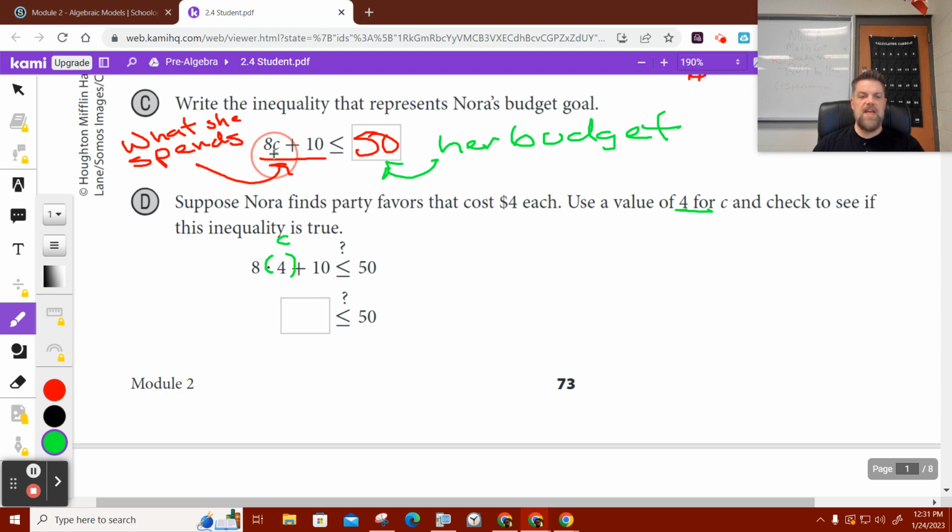So up here it was 8 times C. Now they're going to say 8 times 4. 8 times 4 is 32. 32 plus 10 is 42. Is 42 less than or equal to 50? Yes. Yes, $4 is. Are you guys writing this down?